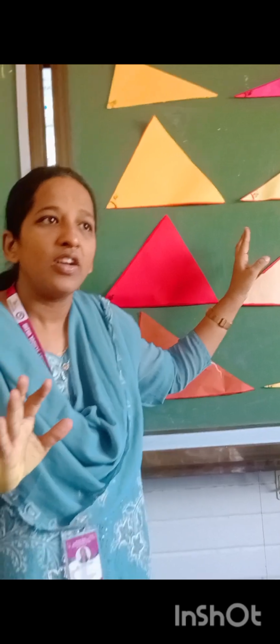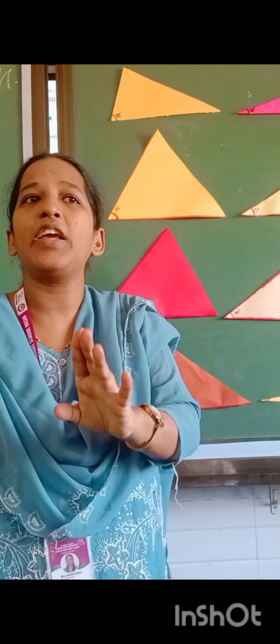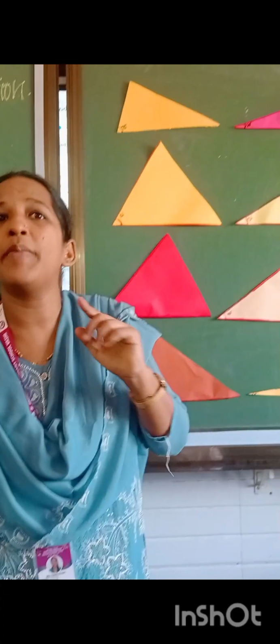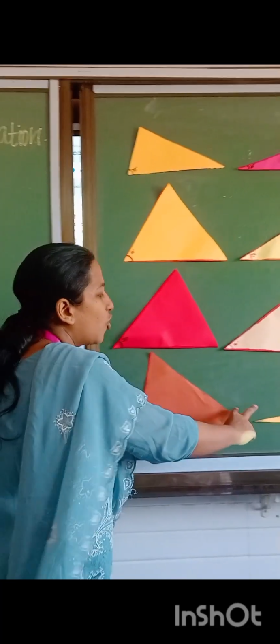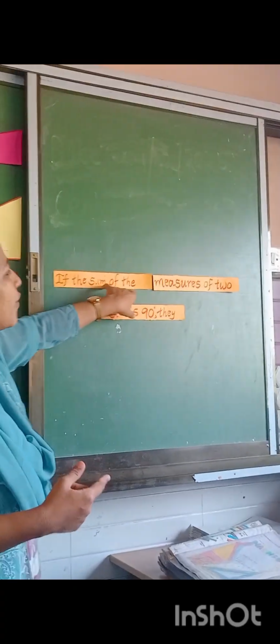So the one who is helping the other angle to make 90 degree, those two angles are complementary angles of each other. Is this clear? So in all these four examples, the sum is 90 degrees, so they are said to be complementary angles of each other. So here we can get the definition. If the sum of the measures of two angles, here you can see two angles, is 90 degree, they are known as complementary.